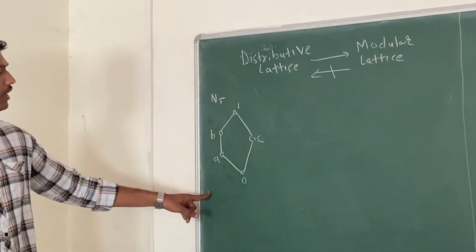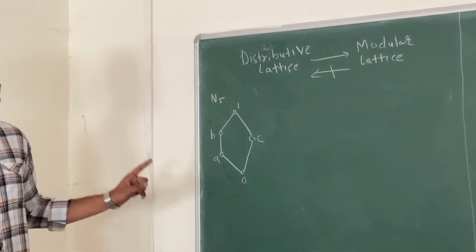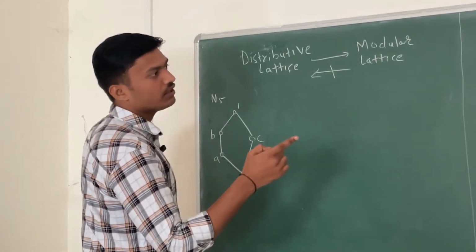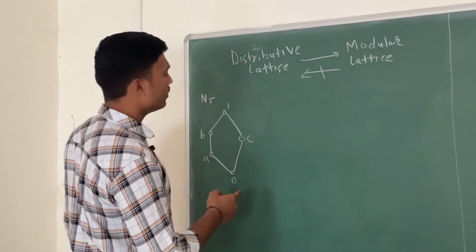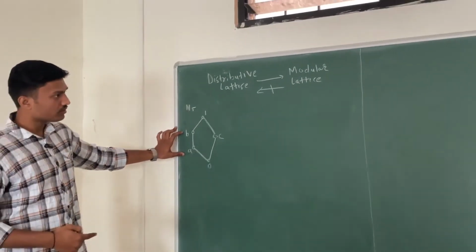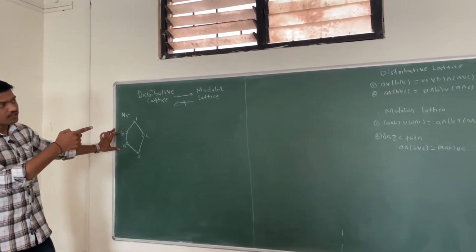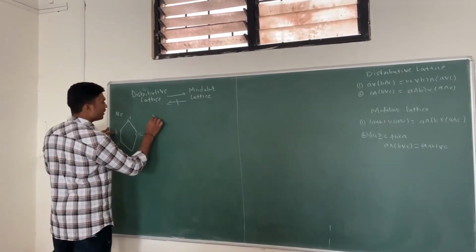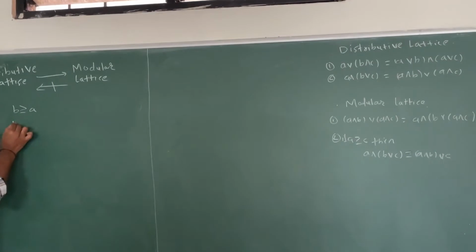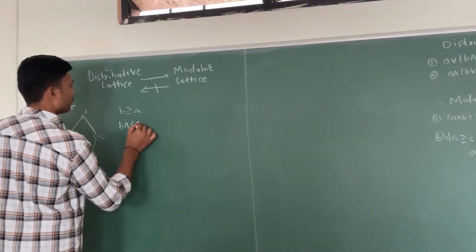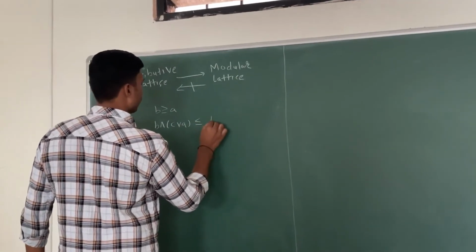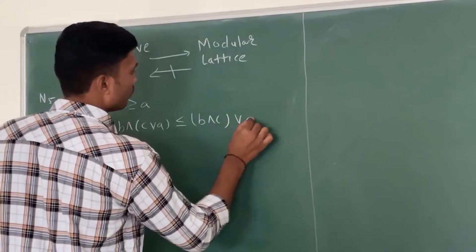It is a pentagon lattice. Now I will show that it is not distributive and it is not a modular lattice. First we will show that it is not modular. Here we have to use the second condition. In this definition A is greater than C, and here B is greater than A. Then we have to change that B meet C join A is less than or equal to B meet C join with A.